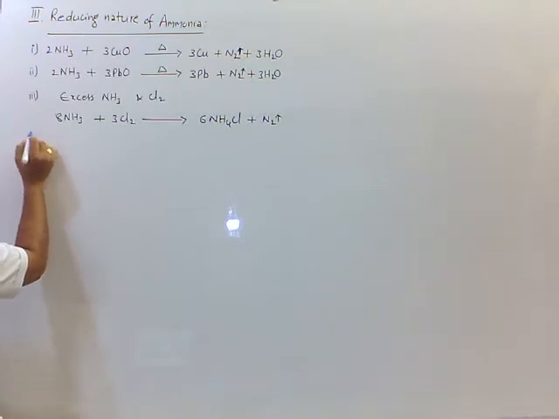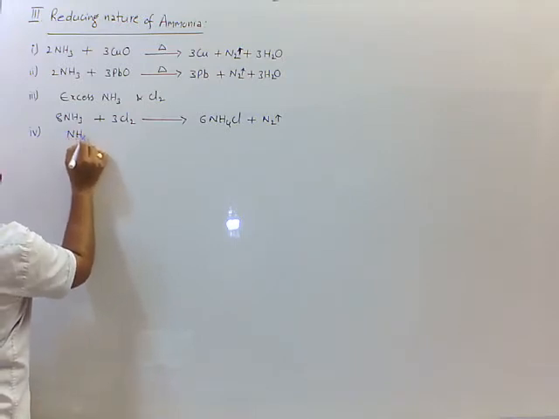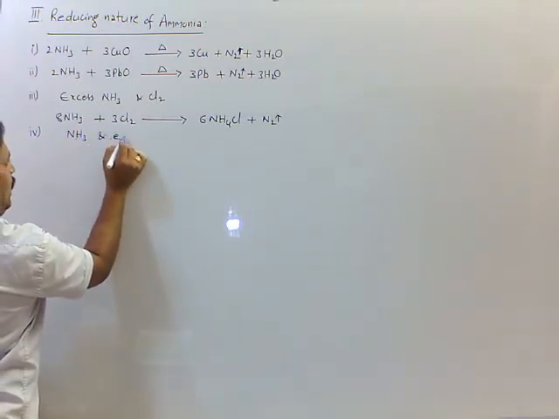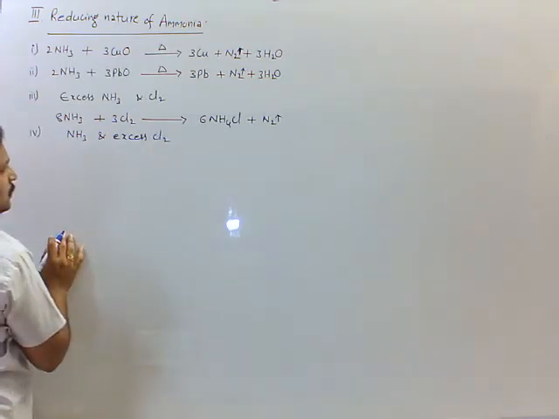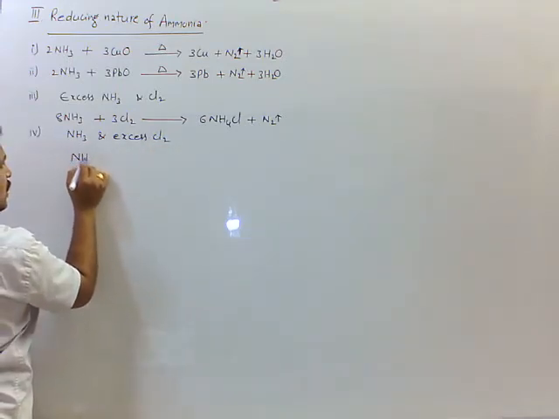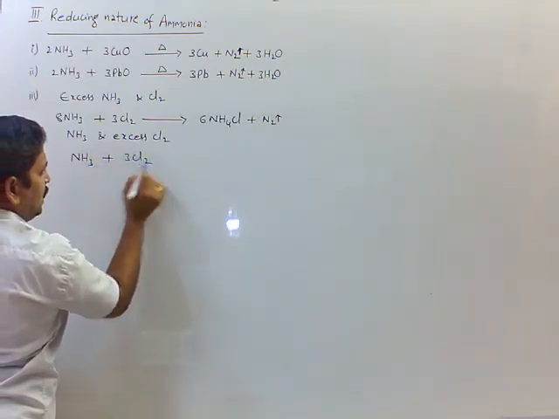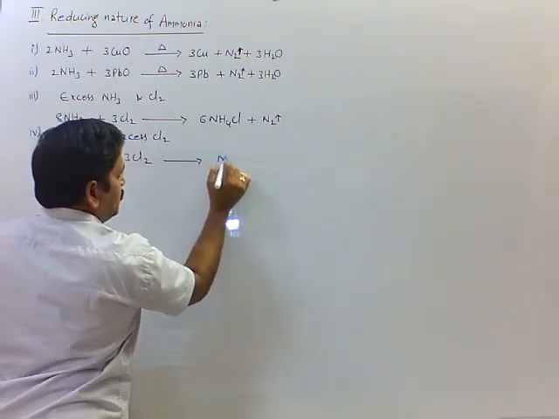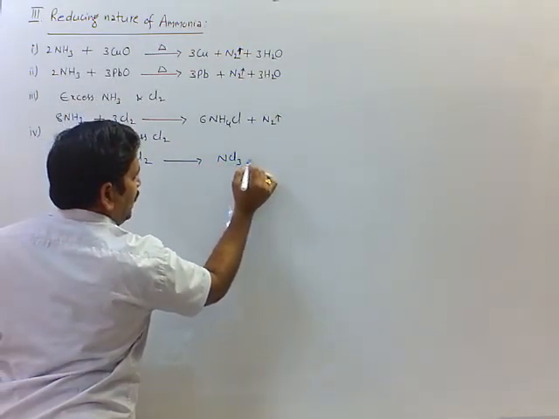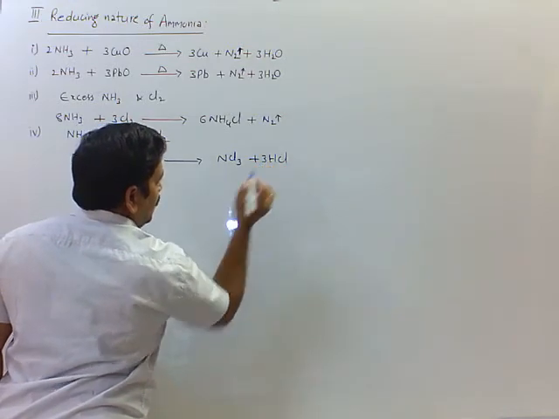And fourth one is reaction between ammonia and excess chlorine. Reaction is ammonia plus 3Cl2, excess chlorine, it is 3 moles. We get nitrogen trichloride and hydrogen chloride, 3 moles.